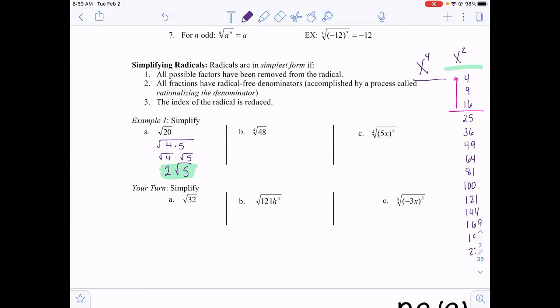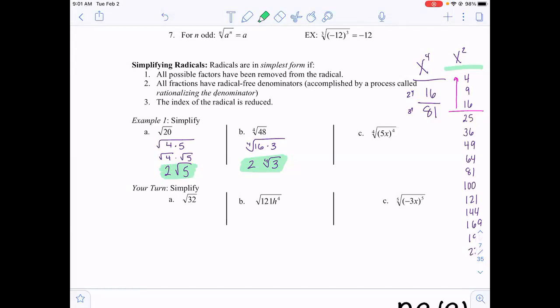So 2 to the 4th is 16. Wow, we're already at pretty high. 3 to the 4th is 81. So we're already past 48. So our only option is to see if 16 works. So 48, oh, it is evenly divisible by 16. So we could break 48 down into 16 times 3. The 4th root of 16, well, that was 2 to the 4th. So we get 2 times the 4th root of 3. So we'll just leave it at that for now.